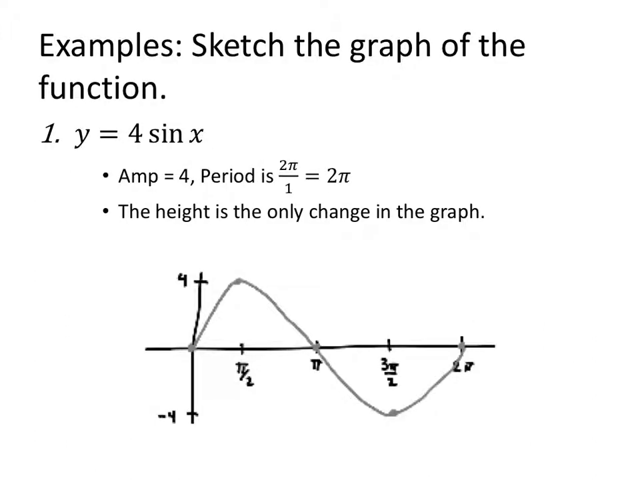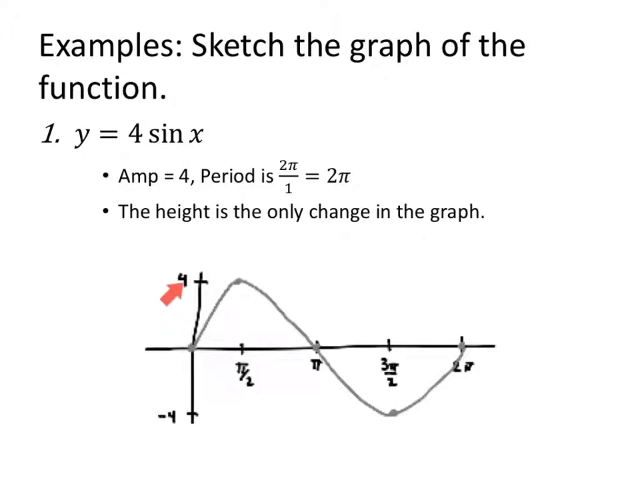So if I want to sketch the graph of y equals 4 sine of x, I know my amplitude is 4, my period is 2 pi over 1. There's no vertical shift, there's no horizontal shift. The height's the only thing that changes in the graph. So I label my 5 key x values: 0, pi over 2, pi, 3 pi over 2, and 2 pi. These are the quadrantal angles from the unit circle.